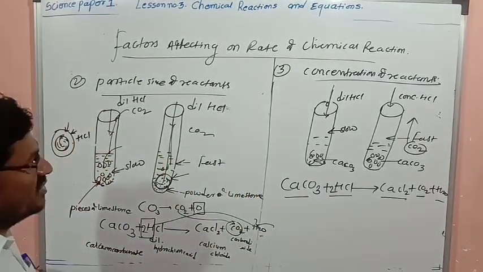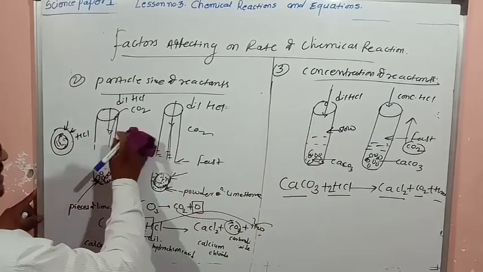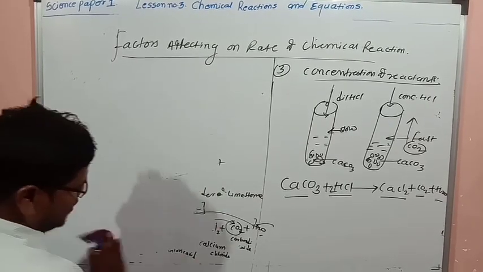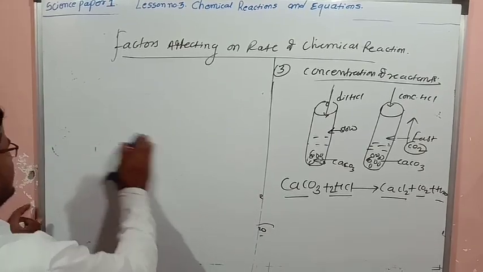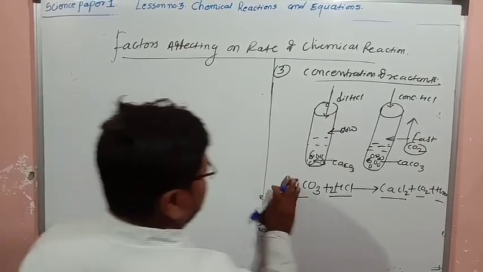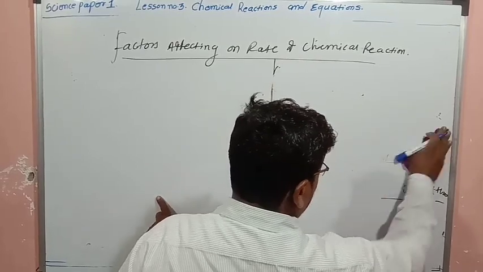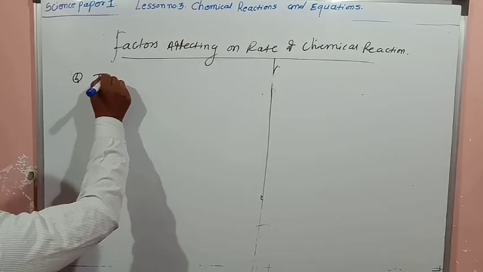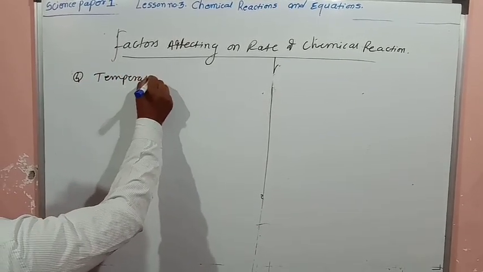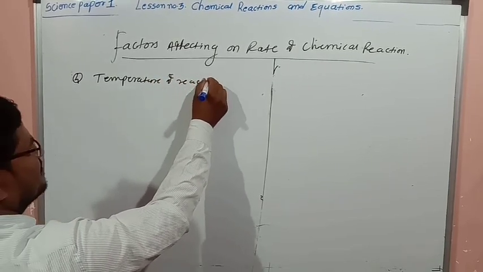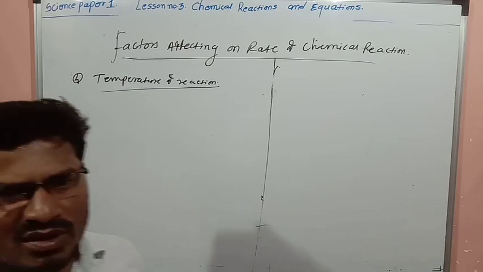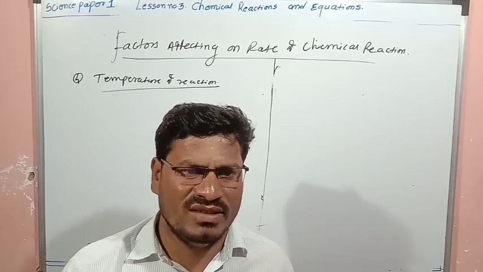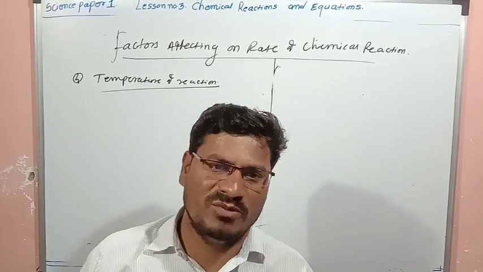Next, the fourth factor is temperature of the reaction. Temperature of the reaction is the fourth factor. So if the temperature of the reaction increases, if you are supplying heat, then the chemical reaction will take place fast.